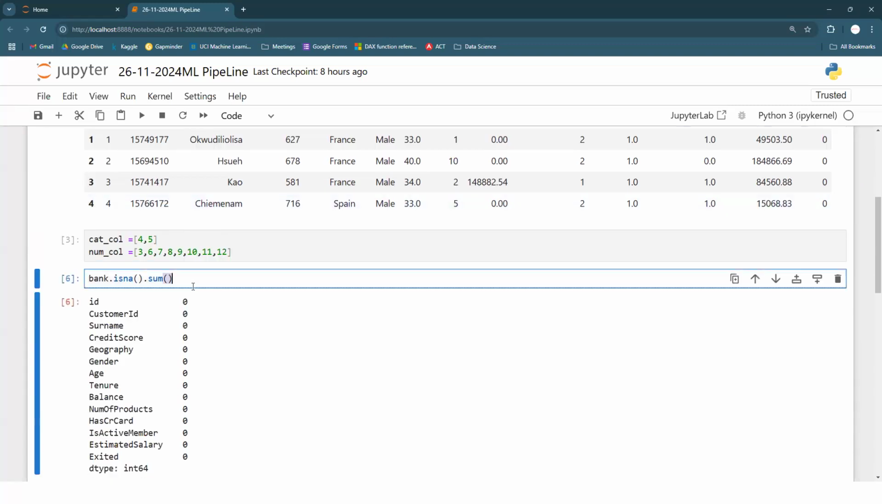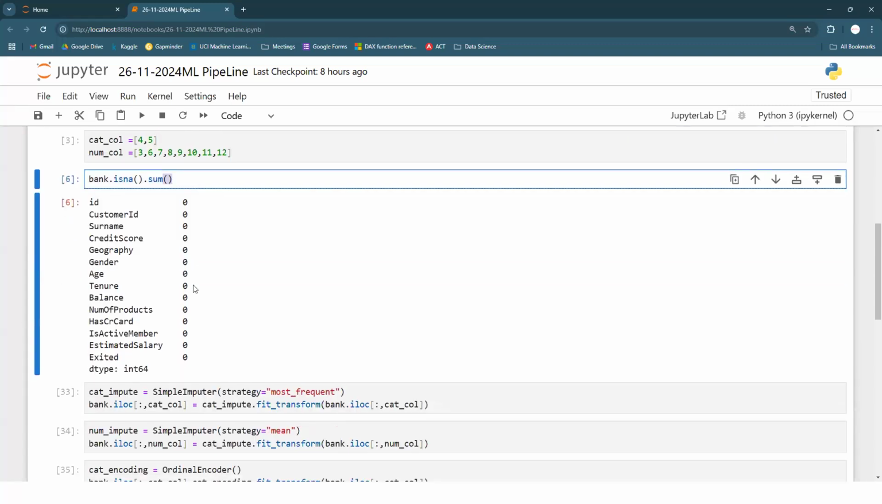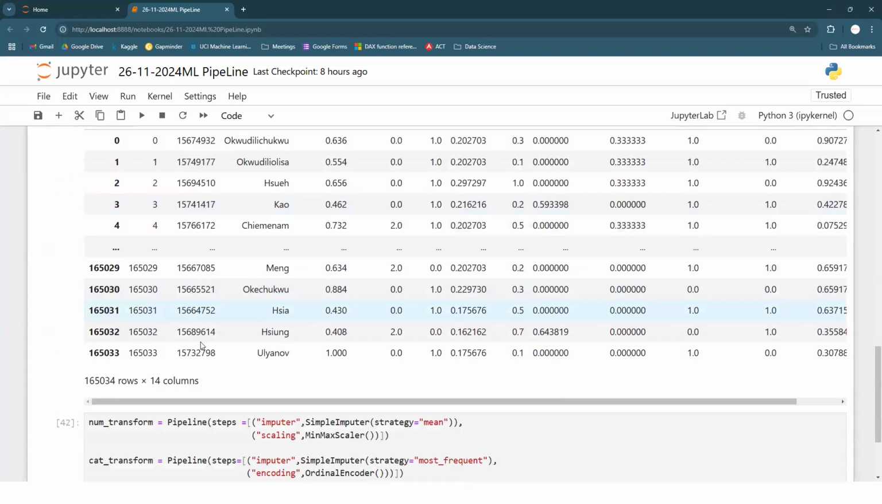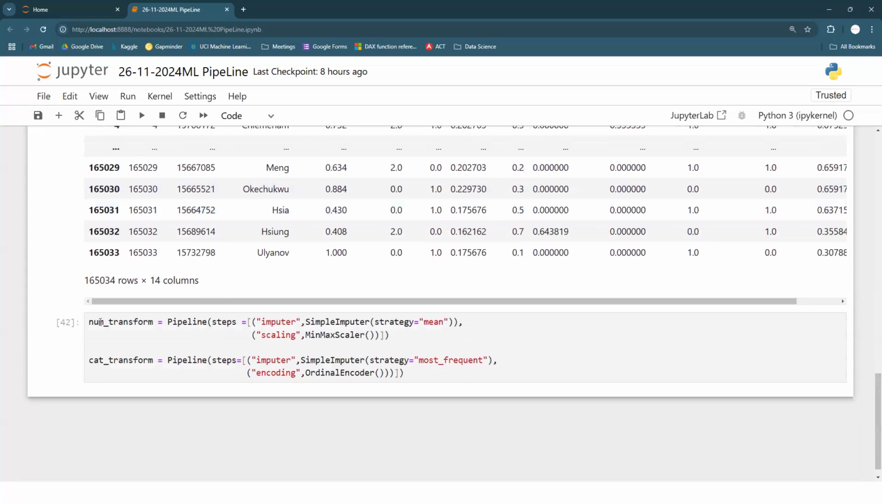And I'm doing some basic analysis. Are there any missing values? After that, some pre-processing has been done, a simple imputer. I'll tell you what imputing is, and how ordinal encoding is done. And simply, I created a pipeline. So today, up to here it is completed.